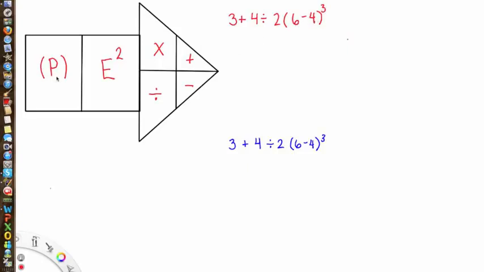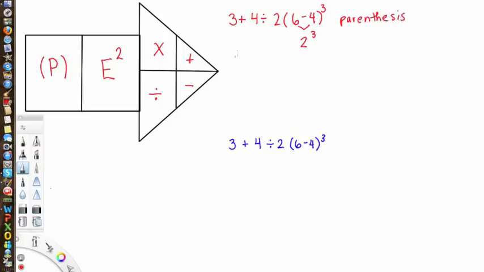According to order of operations, parentheses comes first. And 6 minus 4 is 2. We bring down the exponent. So right here I'm going to write 2, and I'm going to write parentheses. Okay, we did parentheses first. We bring down the rest of our mathematical information. According to order of operations, exponents comes next, and we do have an exponent, 2 to the third power. 2 times 2 times 2 is 8. So we took care of exponents. We bring down the rest of our mathematical information.